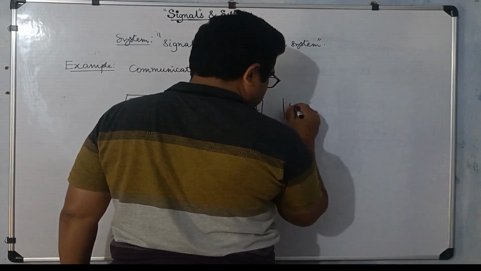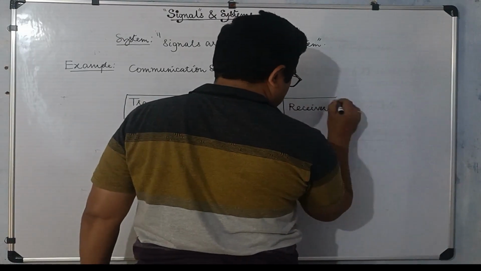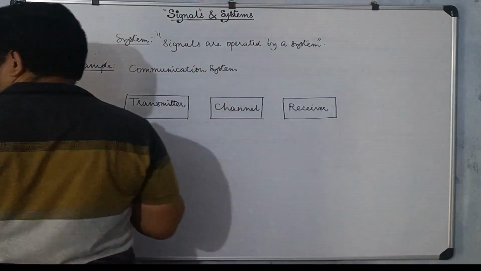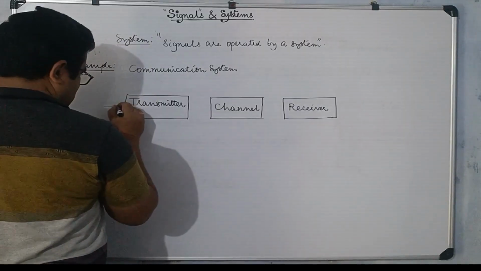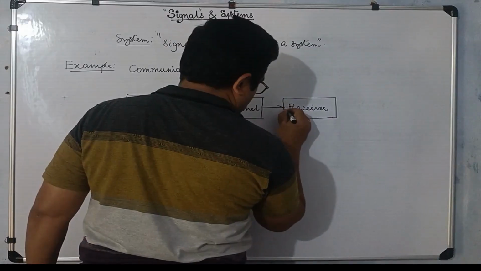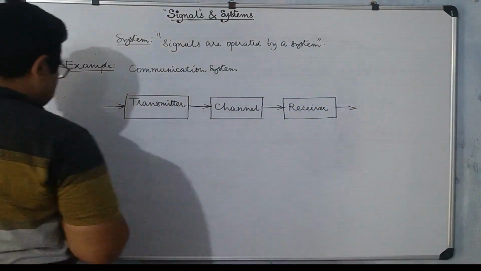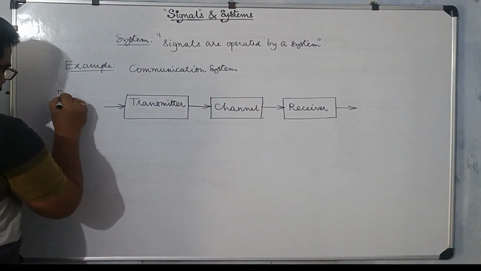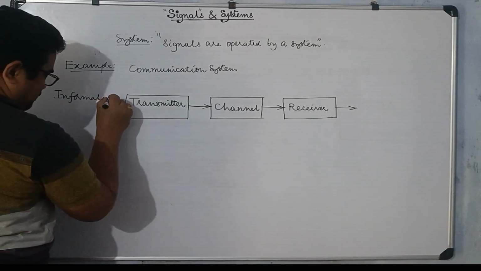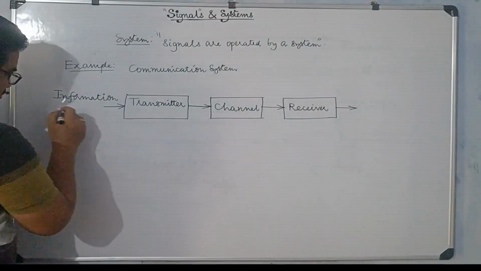Then we have a receiver. Okay, these are the three elements of a communication system. So what is the input to the system? Some information. Information means it may be some audio or video or whatever may be the information.